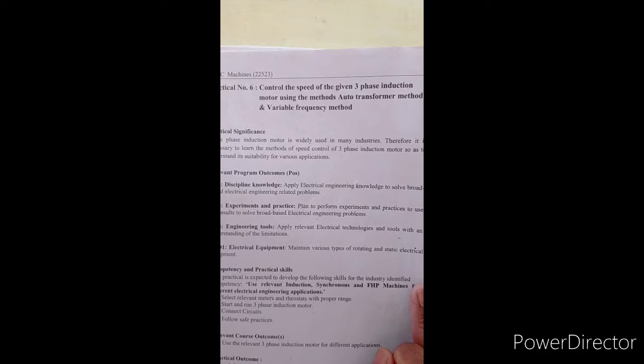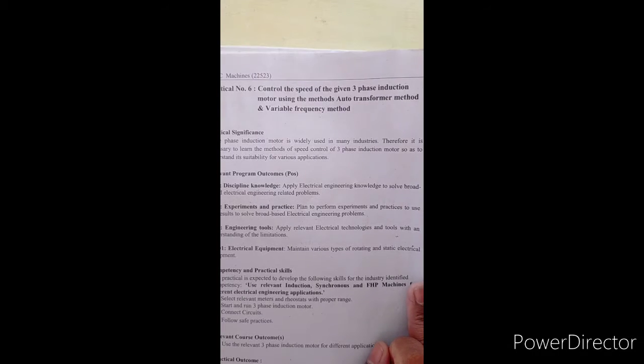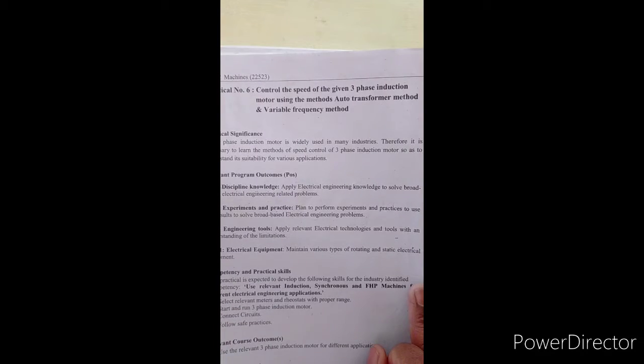We know that there are different methods to control the speed of an induction motor, like the rotor resistance method, stator voltage method, supply frequency method, pole changing method, and variable frequency method. But in this practical we have to see only two methods. The first one is the auto transformer method and the second one is the variable frequency method. So now we will see the circuit diagrams for the methods.